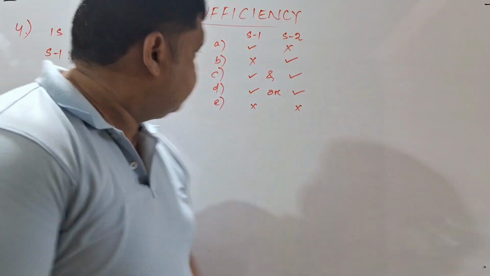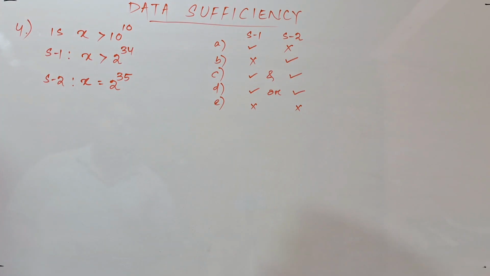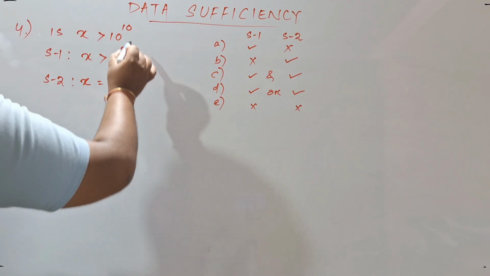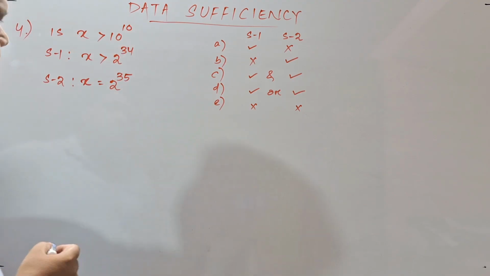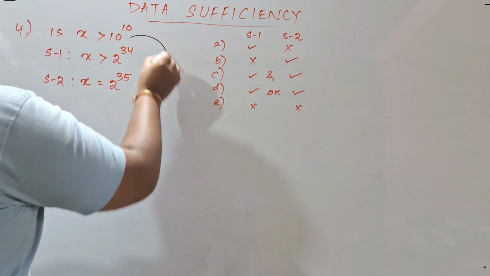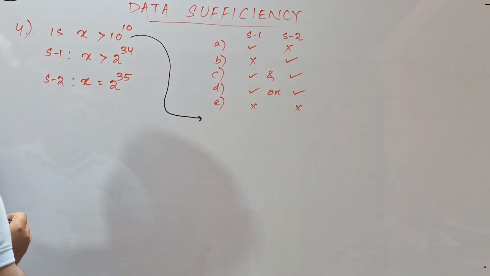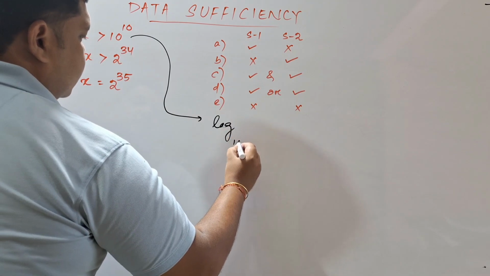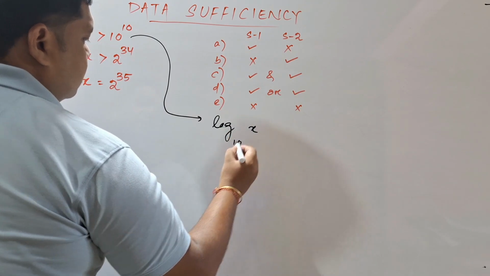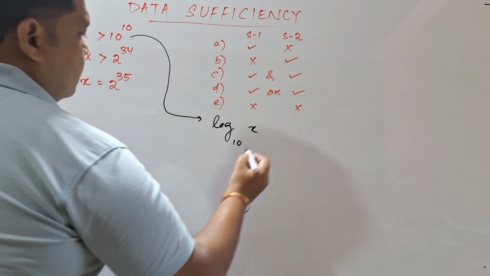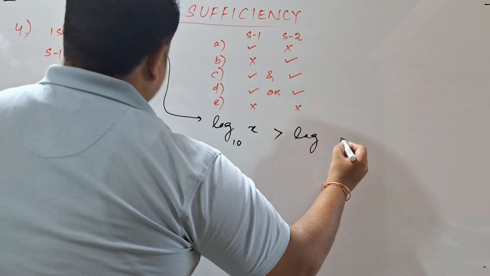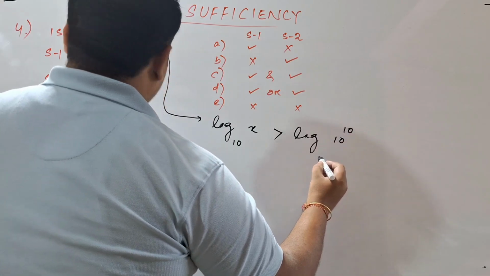Okay, question number 4. In question number 4, it is given, is x greater than 10 to the power 10? And here the power is 10. So whenever the power is a bigger value, we take logarithm. First of all, I will simplify this one. x greater than 10 to the power 10. If I take log both sides, then log x to the base 10 is greater than log 10 to the power 10 to the base 10.